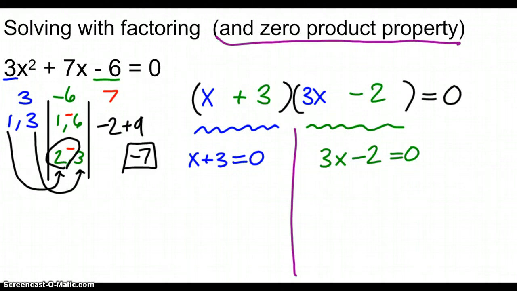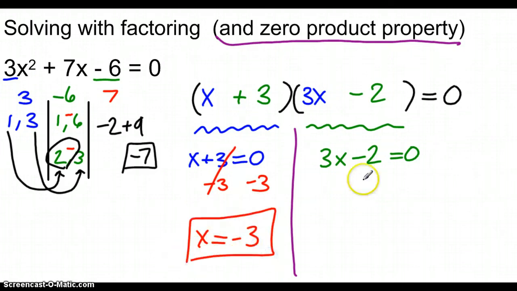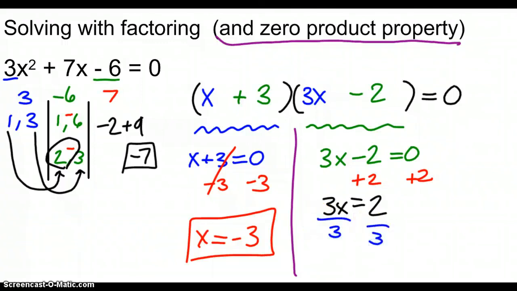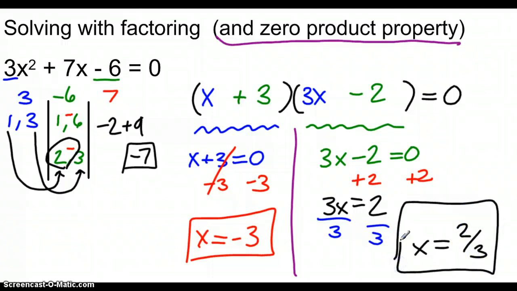So once we get it here, it's just solving basic equations. We'll subtract 3 from both sides here. We'll get that one of our answers is x is equal to -3. Here we have a basic two-step. I will add 2 to both sides, leaving me with 3x is equal to 2. Then when I do my last step of division, we are left over here with x is equal to a positive 2/3. So these are the two answers that we get for this.